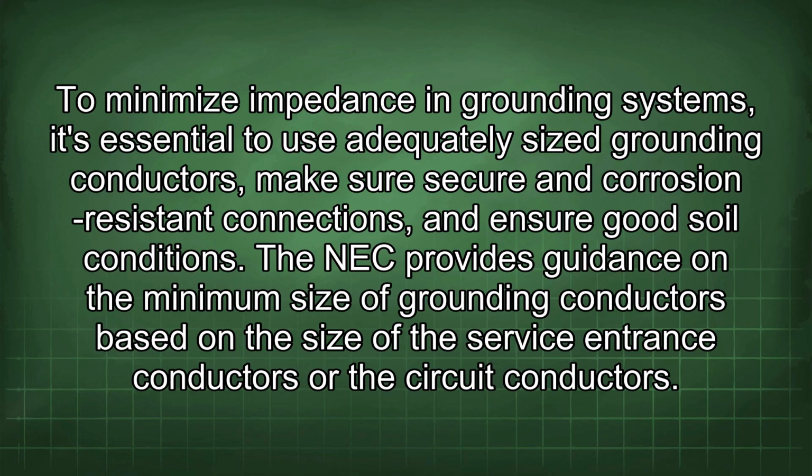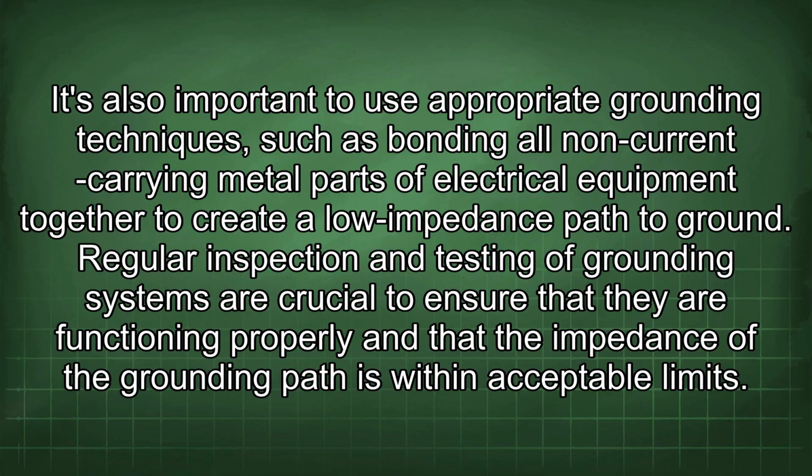To minimize impedance in grounding systems, it's essential to use adequately sized grounding conductors, make sure connections are secure and corrosion-resistant, and ensure good soil conditions. The NEC provides guidance on the minimum size of grounding conductors based on the size of the service entrance conductors or the circuit conductors. It's also important to use appropriate grounding techniques, such as bonding all non-current carrying metal parts of electrical equipment together to create a low impedance path to ground.